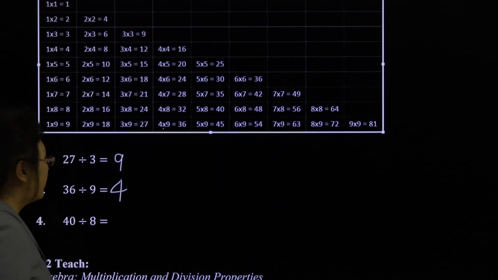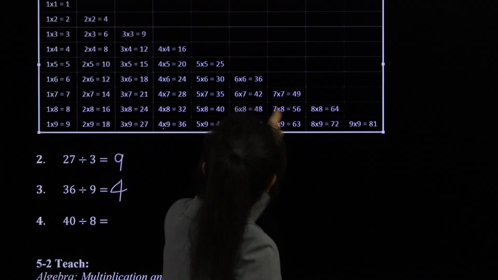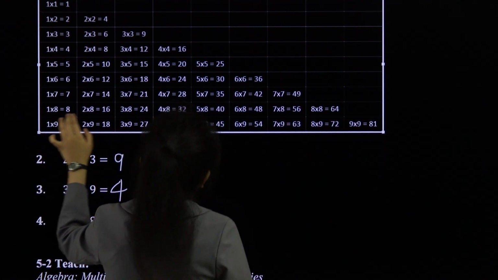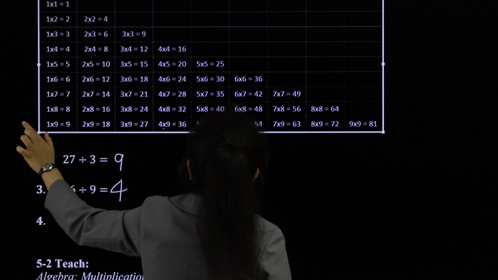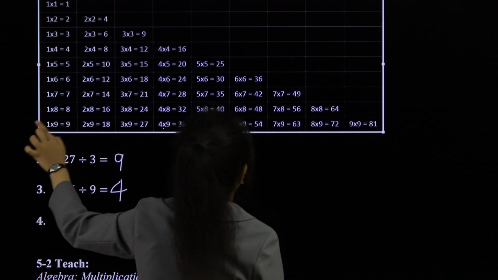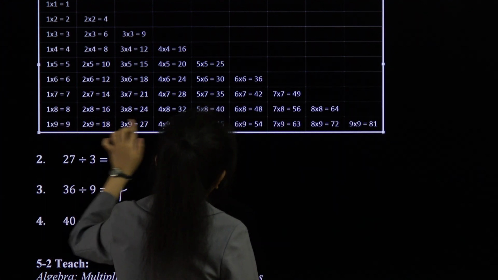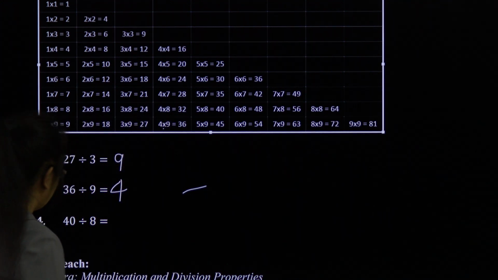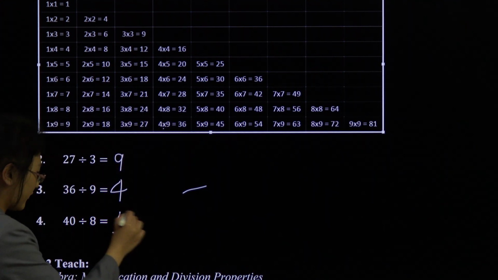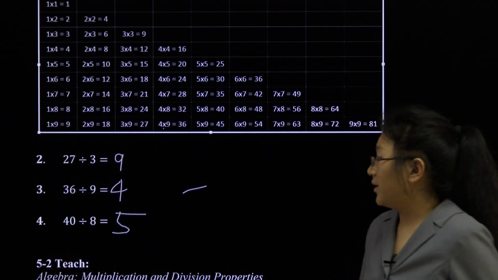The last question, 40 divided by 8. Well, we go to the 8 column and row, and we see what times 8 equals 40. We get 5 times 8 equals 40. So 40 divided by 8 equals 5. That's it for section 1.